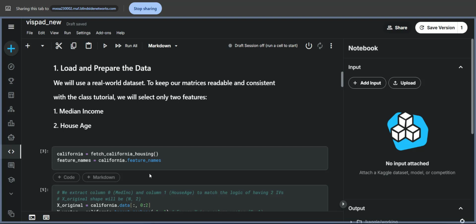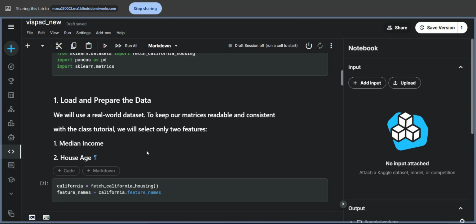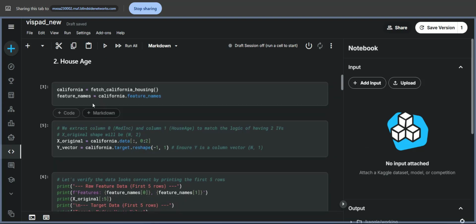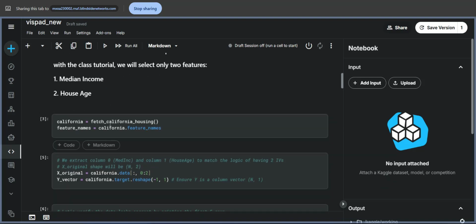So here we are going to load the data. We have our data here, and then we have two sets of features: the median income and the house age, right? So here we just create our variable, and then we fetch our data using the fetch California housing function, right?